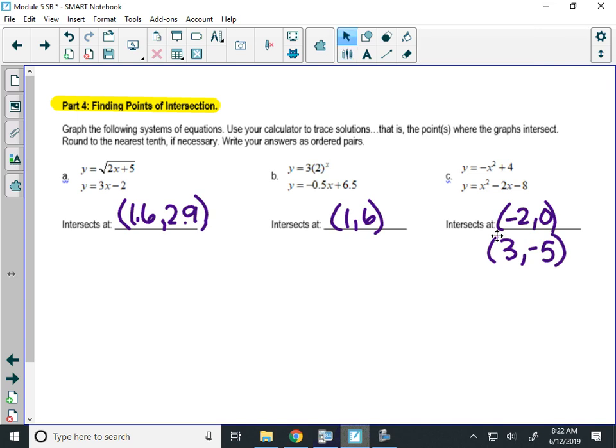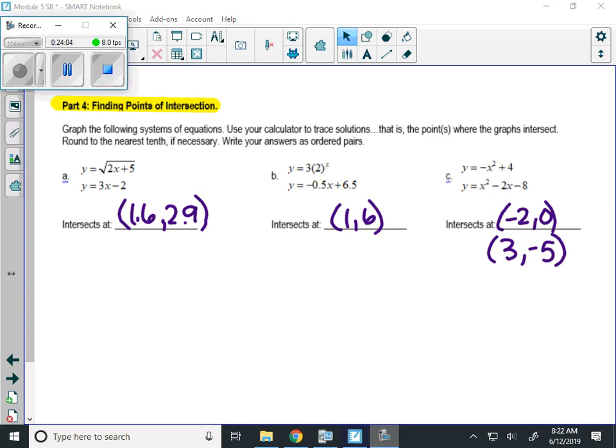All right, so you have some practice at the bottom. Just mix practice: graphing, changing your window, plotting points, finding intersection. Check the key on Canvas if you need some help, or ask your teacher if you're still having some trouble with this.